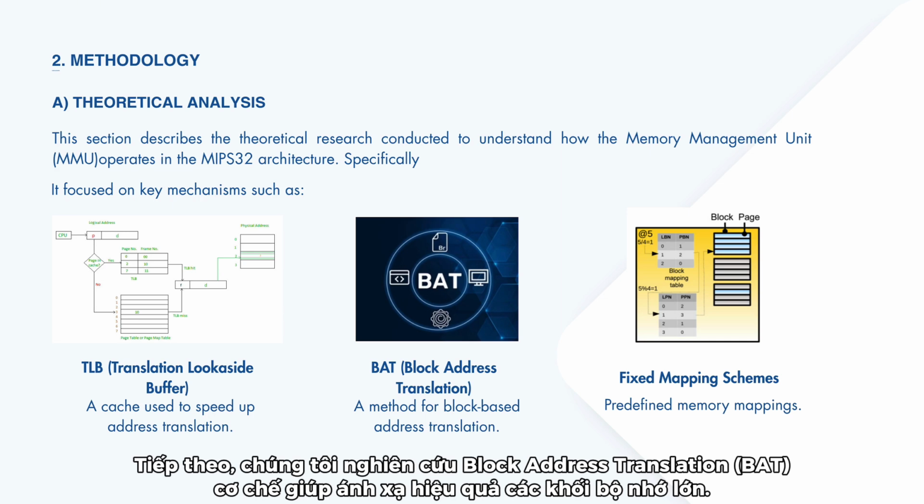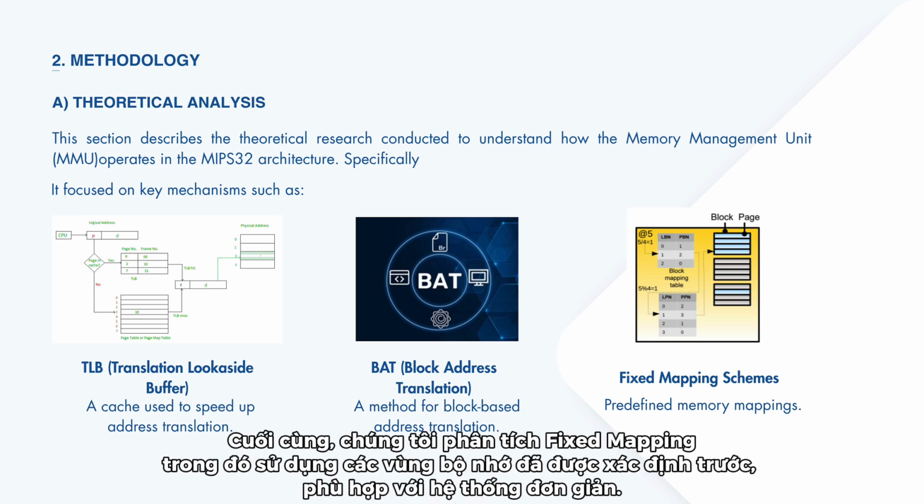Next, we examine block address translation, BAT, which is used for efficiently mapping large blocks of memory. And finally, we looked into fixed mapping schemes, where predefined memory regions are used for simpler and static address translation. Together, these components form the foundation of how memory is managed in MIPS32 from a theoretical perspective.